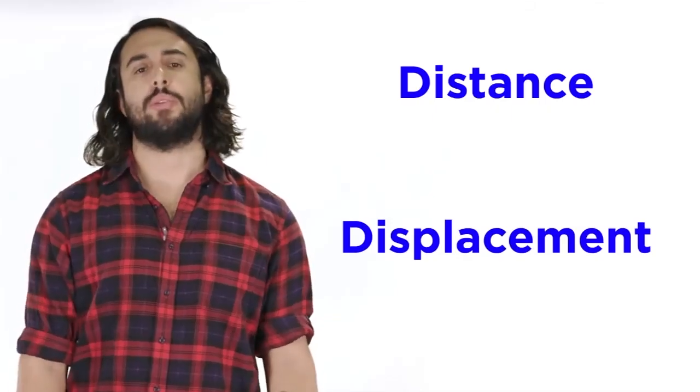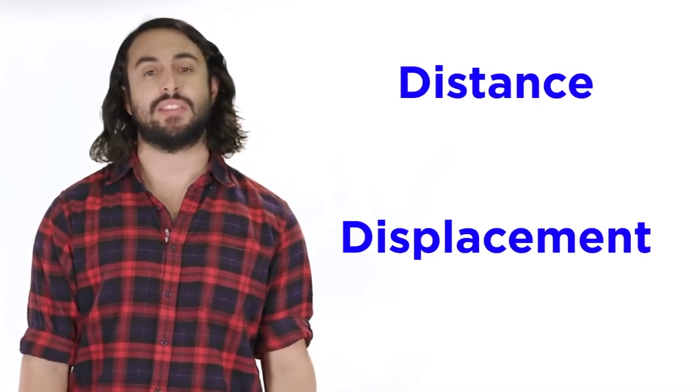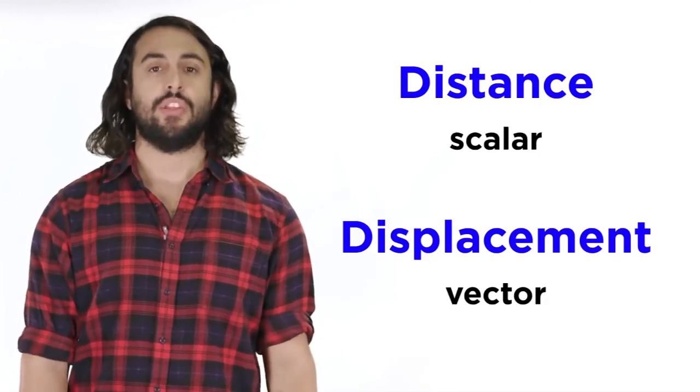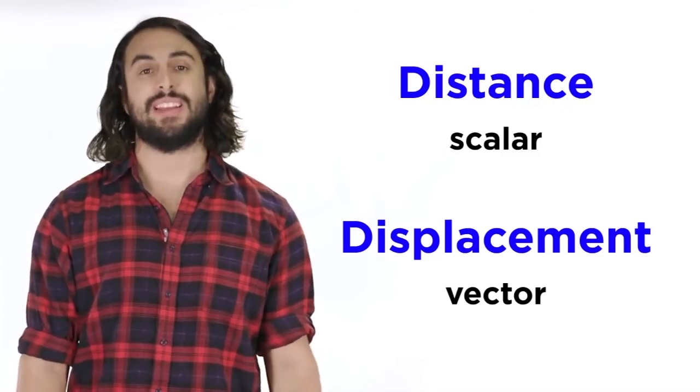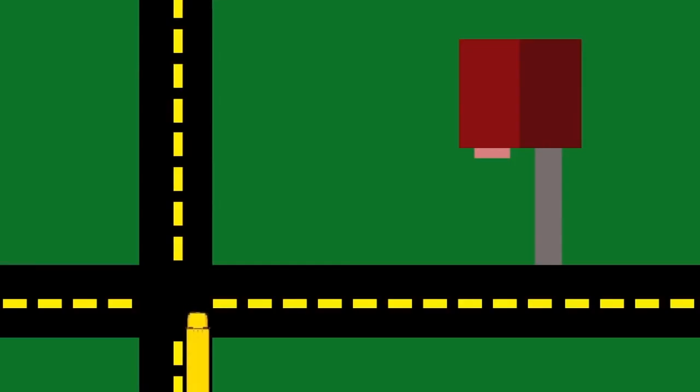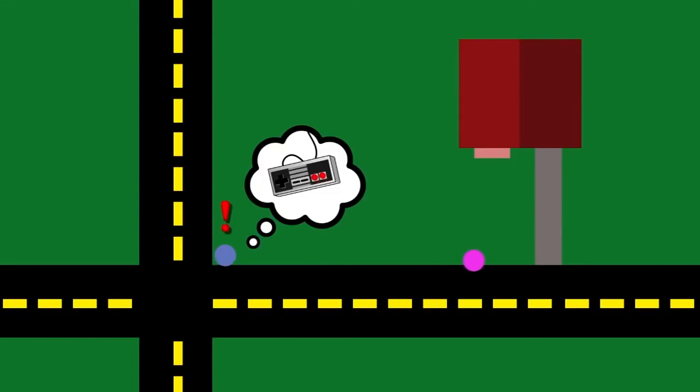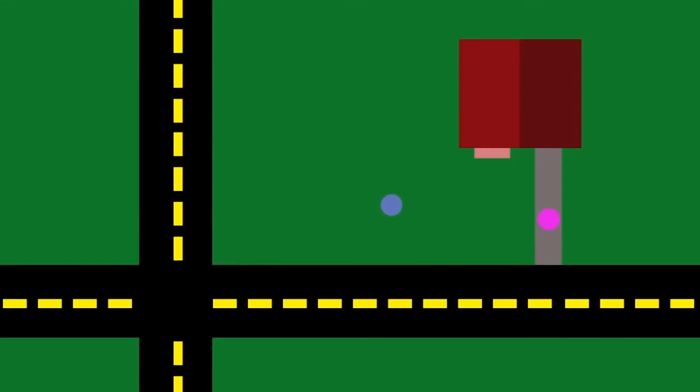When we talk about position, we could discuss distance or we could discuss displacement. The difference here is that distance is a scalar, while displacement is a vector. Let's say you and your friend get dropped off by the school bus at this intersection, and your house is here. Your friend begins to walk down the street and up the driveway, like a normal person. But you find yourself so overcome with excitement to play video games that you decide to plow through the yard in a straight line to the door.